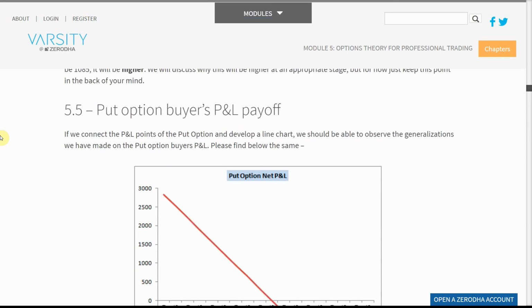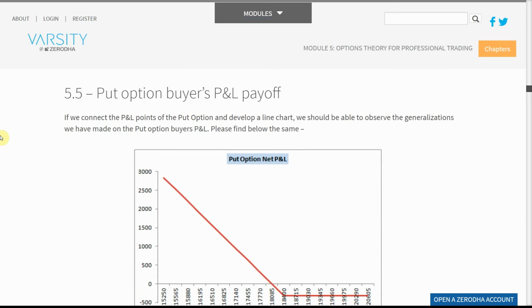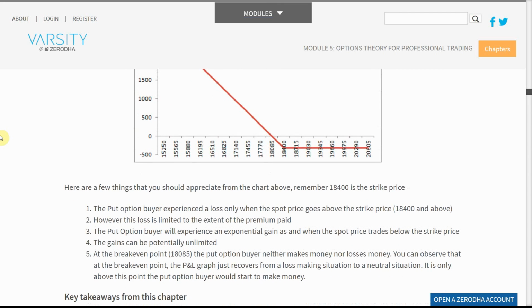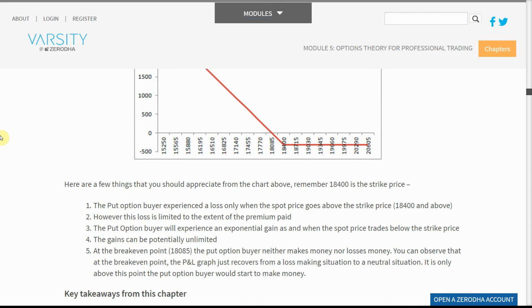5.5 Put option buyer's P&L payoff. If we connect the P&L points of the put option and develop a line chart, we should be able to observe the generalizations we have made on the put option buyer's P&L. Please find below the same. Here are a few things that you should appreciate from the chart above. Remember, 18,400 is the strike price.